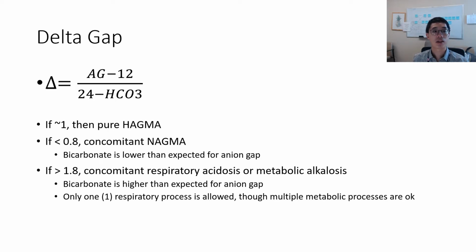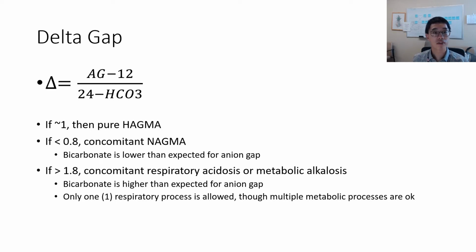The next step is to calculate the delta gap, which is the change in anion gap divided by the change in bicarbonate levels. In a pure high anion gap metabolic acidosis, we expect that the change in bicarbonate should essentially account for the change in the anion gap. Hence, the delta gap should be around 1. If the ratio is less than 1, the bicarbonate level is lower than expected for the anion gap, which signifies there is something else driving the bicarb lower, and we likely have a concomitant non-anion gap metabolic acidosis.